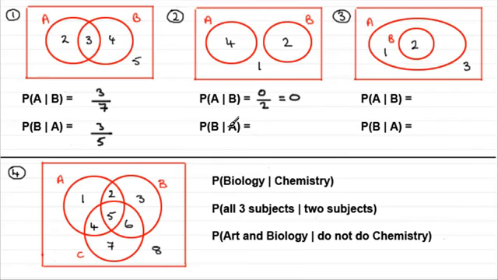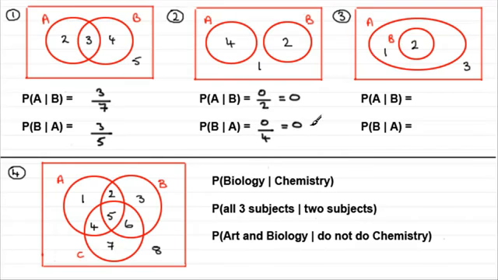And for this one, probability someone does biology given that they do art. Well, we know they do art, so that's out of 4. But how many out of 4 people doing art do biology? Well, clearly it is none. There's nobody in this set that does biology. So it's none out of 4, in other words 0.